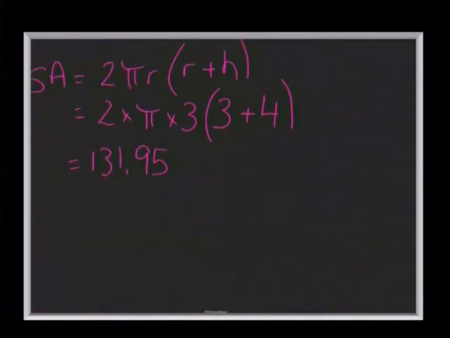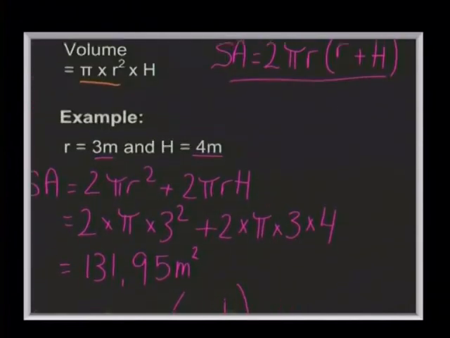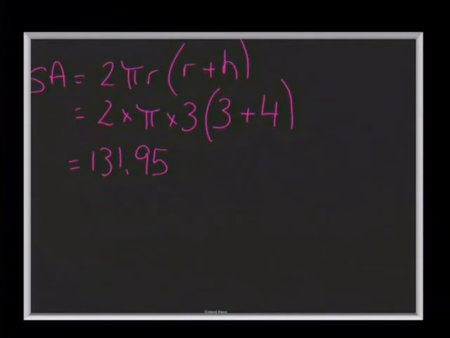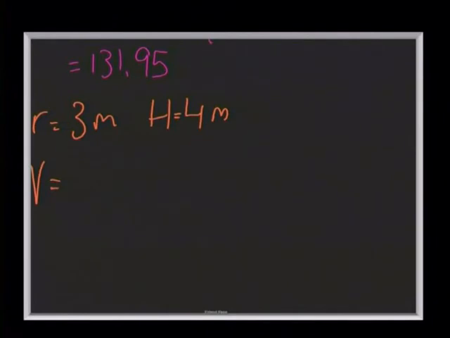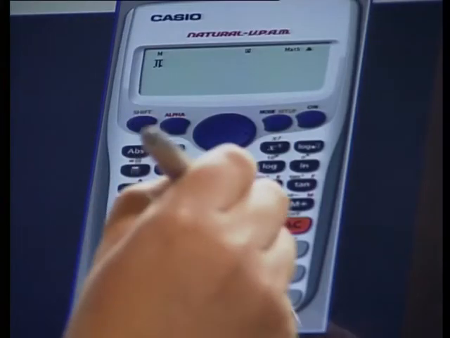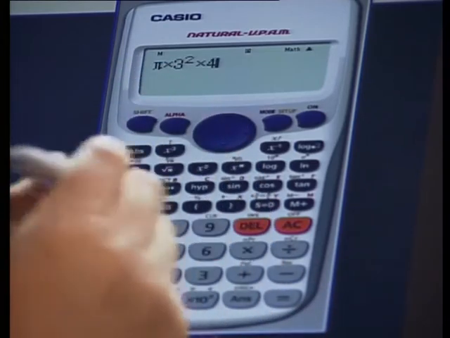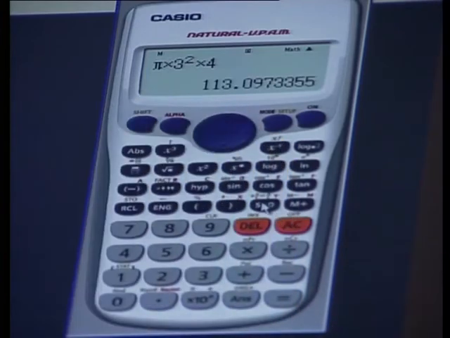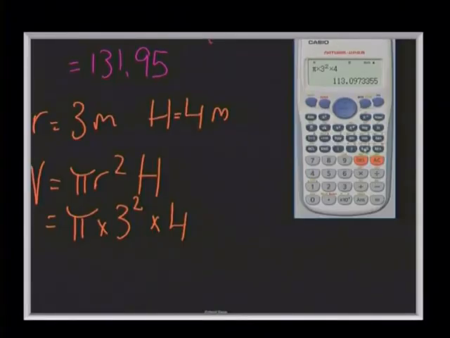So let's do this example and go back to the question. We were looking at a radius of 3 and a height of 4. Let's just write that in quickly. My radius was 3 meters and my height was 4 meters. So now we're going to write our formula. Our volume is the area of the circle times the height of the shape. Substitute in my values. Pi times 3 squared times 4. Use a calculator. Pi times 3 squared times 4. And we get that the volume of this cylinder was 113, I'm going to round that off, 1.